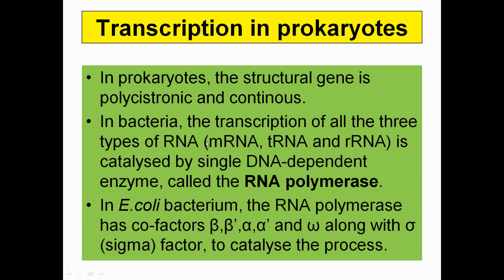In bacteria, the transcription of all three types of RNA, that is mRNA, tRNA, and rRNA, is catalyzed by a single DNA dependent enzyme, that is DNA dependent RNA polymerase. E. coli bacteria also have some cofactors associated with the RNA polymerase. These are beta dash, alpha dash, and omega, along with the sigma factor to catalyze the process. This is a very important aspect when we talk about transcription, specifically in E. coli. Here, DNA dependent RNA polymerase has cofactors. These are six in number, that is beta dash, alpha dash, omega, and sigma factors to catalyze the process.